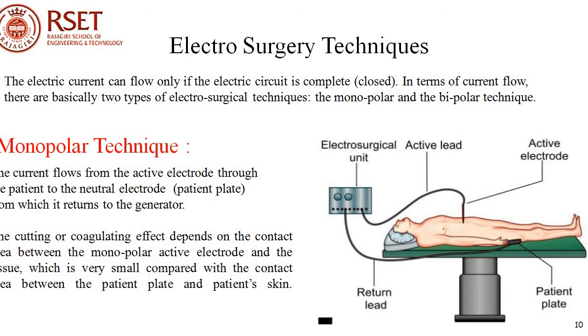The electric current can flow only if the electric circuit is complete or closed. In terms of current flow, there are basically two types of electrosurgical techniques, the monopolar and the bipolar technique. The monopolar technique is shown in figure. The current flows from the active electrode through the patient to the neutral electrode, which is the patient plate, from which it returns to the generator.